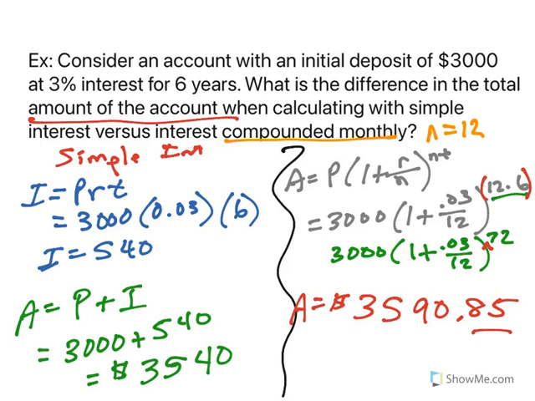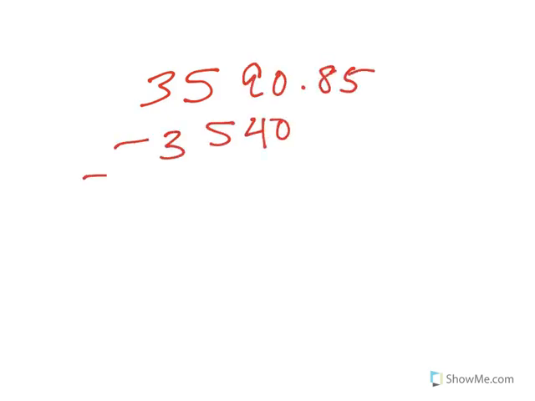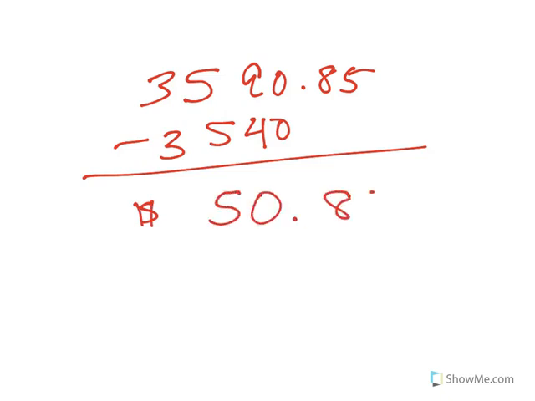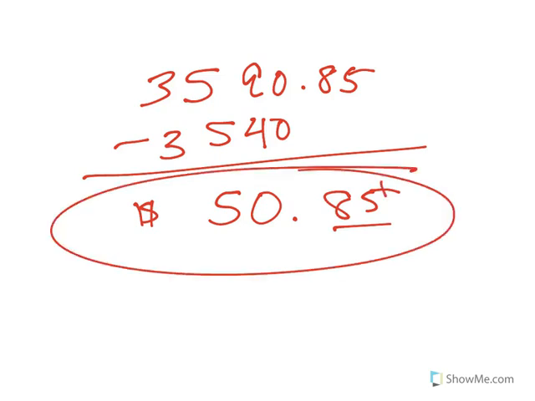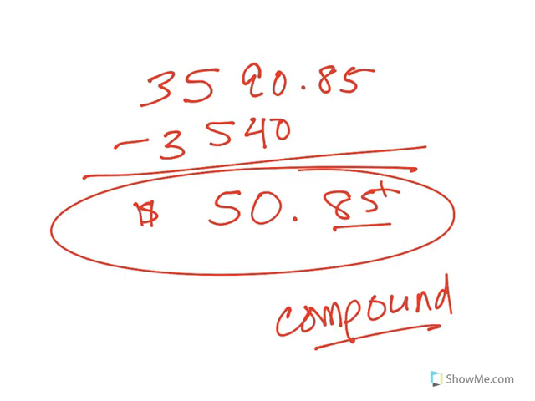Okay. Now the question was, what is the difference? So if I take my compound ending amount and I subtract my simple ending amount, I end up with a difference of $50.85. So after 6 years, nothing is different except how we are calculating interest. You would have $50.85 more with compound interest. So compound interest is going to give you more in your account.